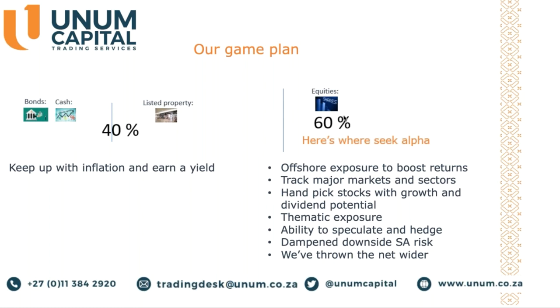Okay. So what we've done here is we've dampened the downside risk on SA Inc. because of our exposure to overseas markets. So I know 58% is high in an ETF holding, but not a lot of that is here. And you can switch that anytime you want because the size of your trade is cheap enough to switch out of and buy something else. So all we've done is thrown our net really, really wide with a little bit of aggression to try and squeeze out growth.